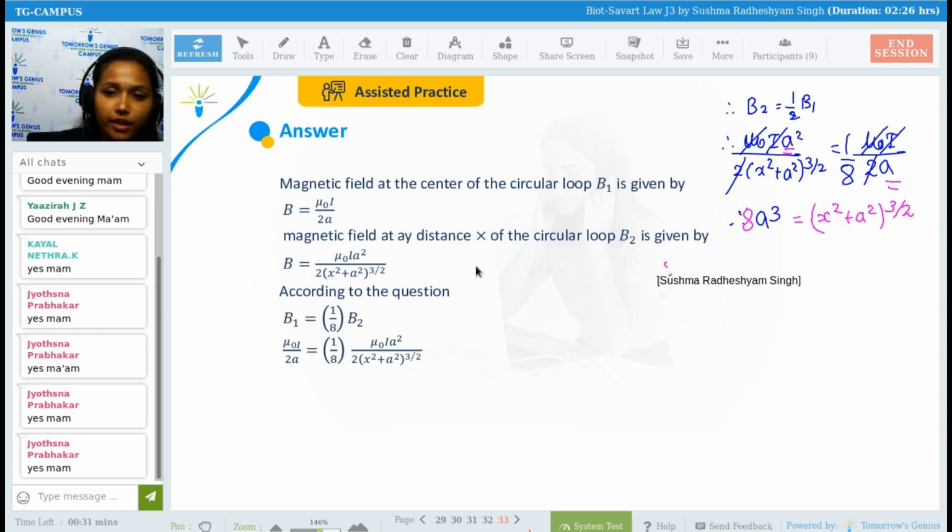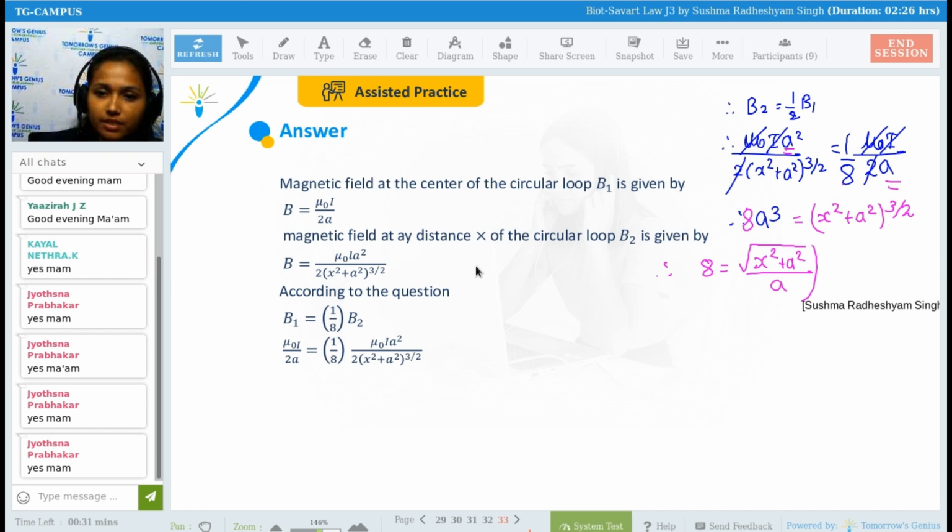Now, students, we say 8 is equal to x square over a square divided by a, raised to power 3. So we take the cube root. What is the cube root of 8? The cube root of 8 is 2. So we write 2 is equal to the square root of (x square plus a square) divided by a. Clear this point first of all, students?